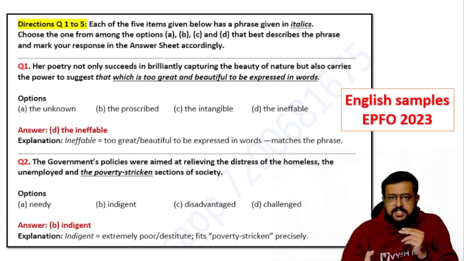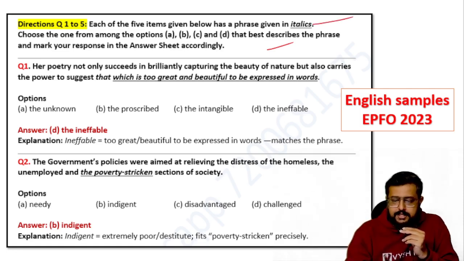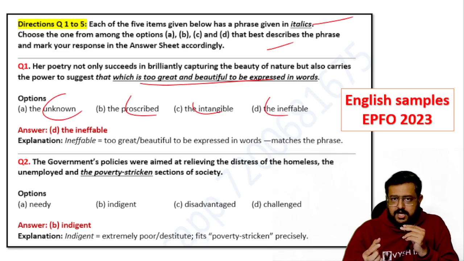Like English, they will give you 20 questions, as I told you. It will be groups of 5 questions, and every 5 questions will come with directions of what they are intending with the question. Here, some words are given in italic, and you have to tell which one means that phrase. Like here they have underlined "too great and beautiful to be expressed in words," and they have given 4 options, so you have to choose which word it is.